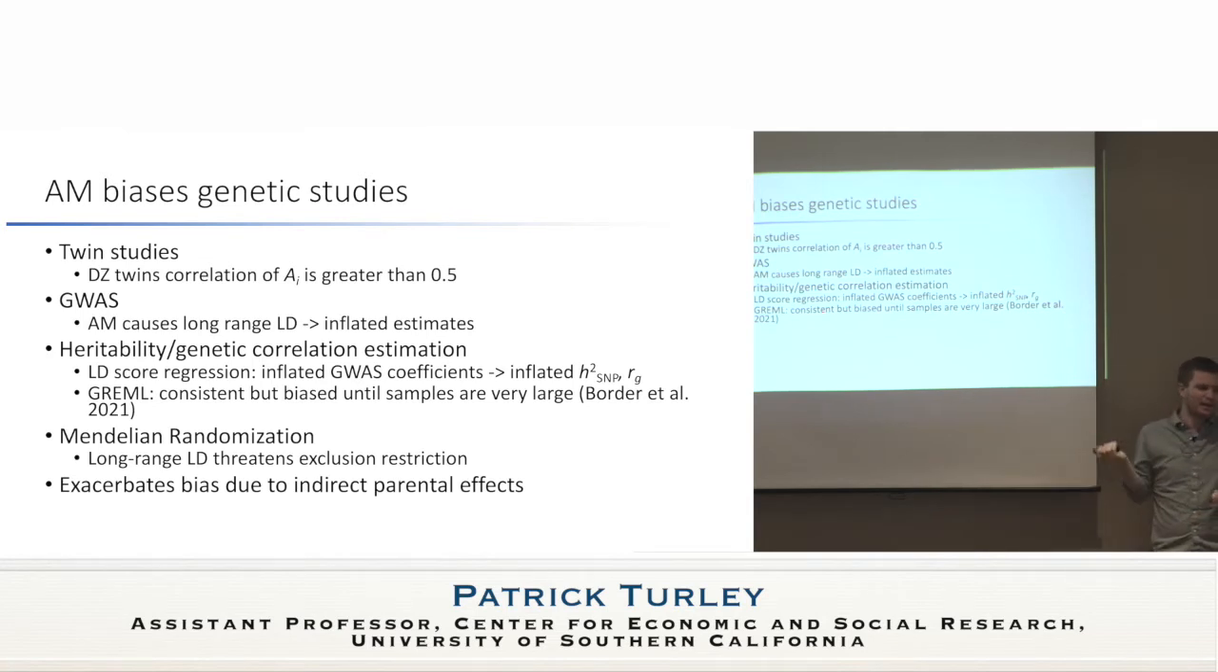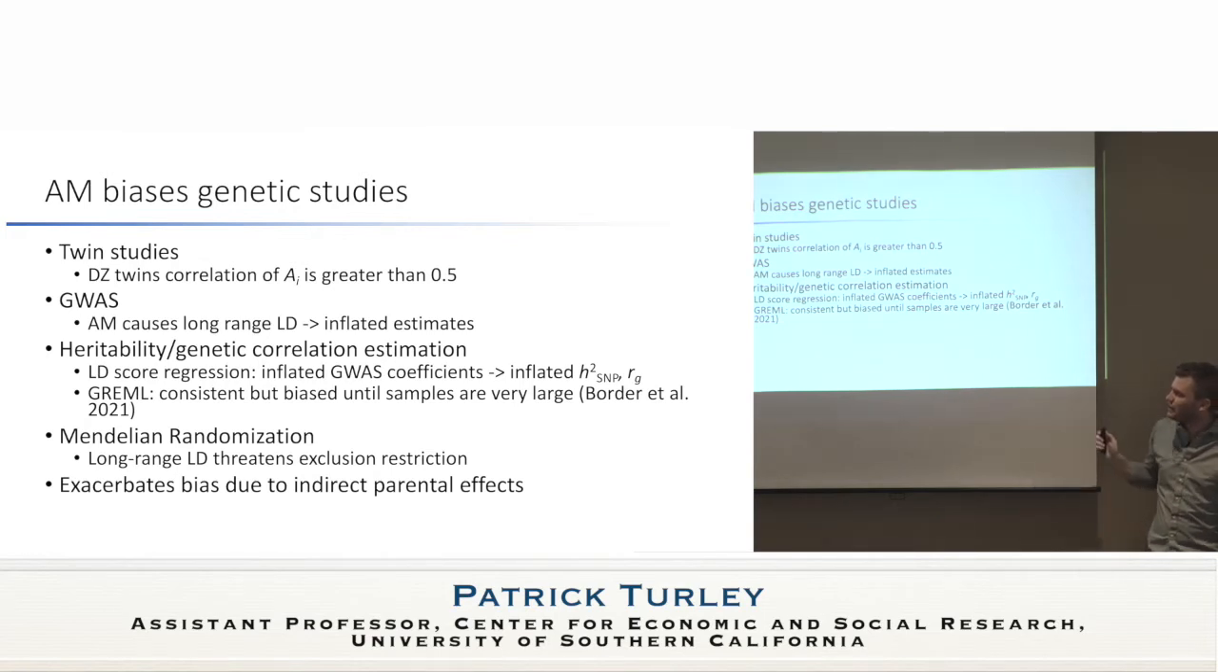Think about LD score regression. LD score regression is based on GWAS summary statistics. If all of our GWAS summary statistics are inflated due to assortative mating, that's going to inflate our heritability estimates from LD score regression too. So I think that's pretty intuitive. This is the really interesting result that Alex also mentioned. It's super interesting, very curious.